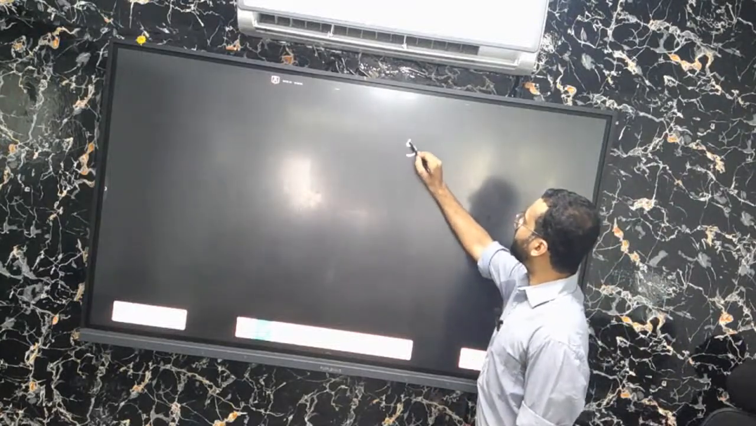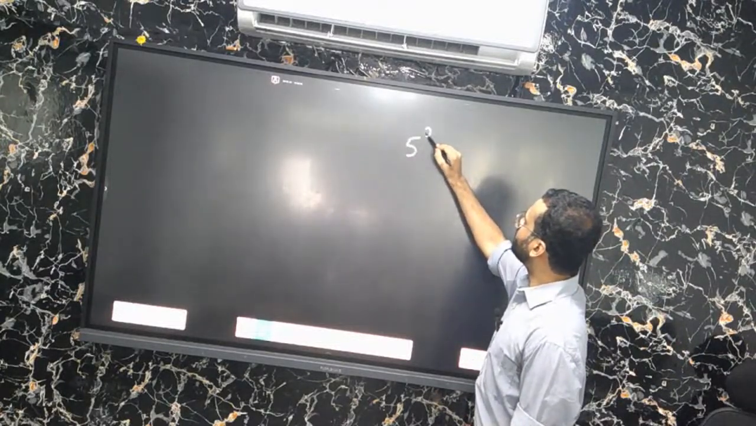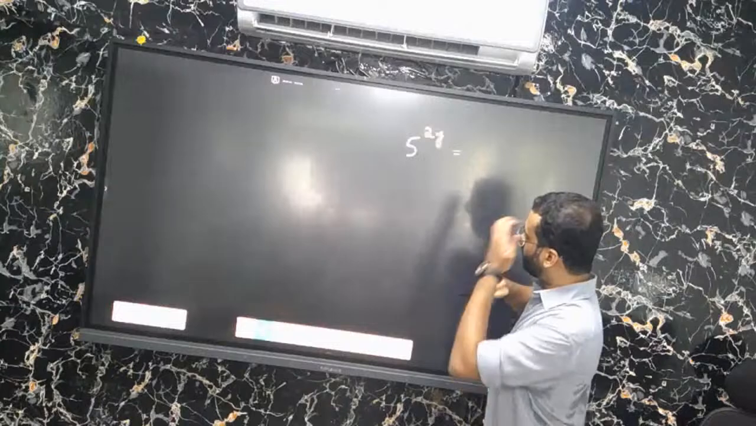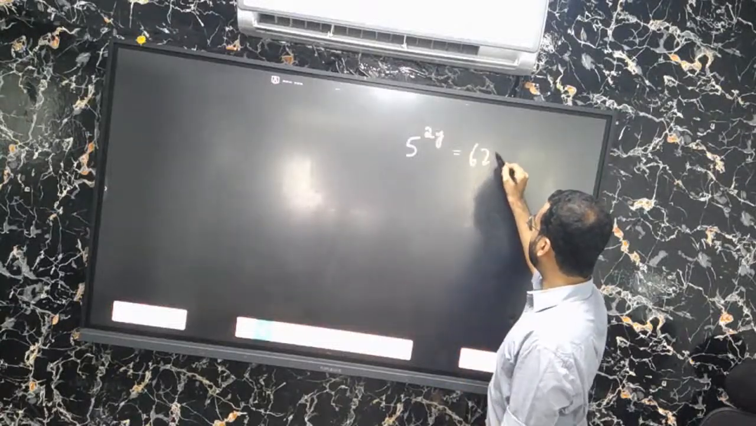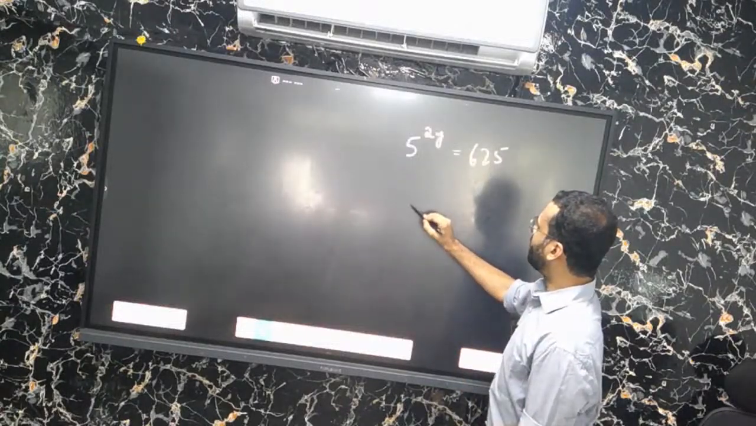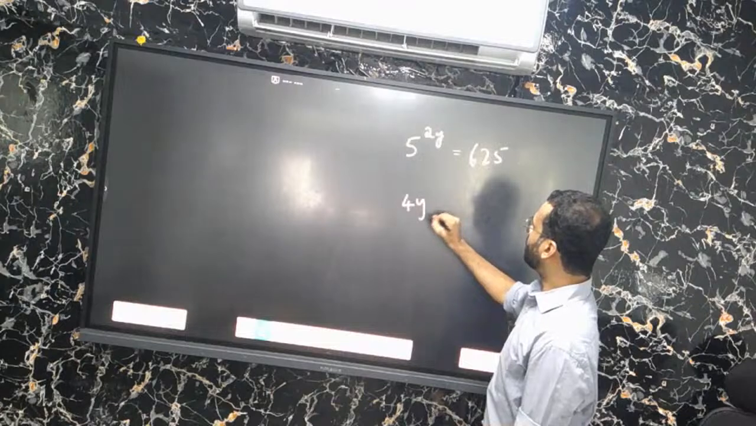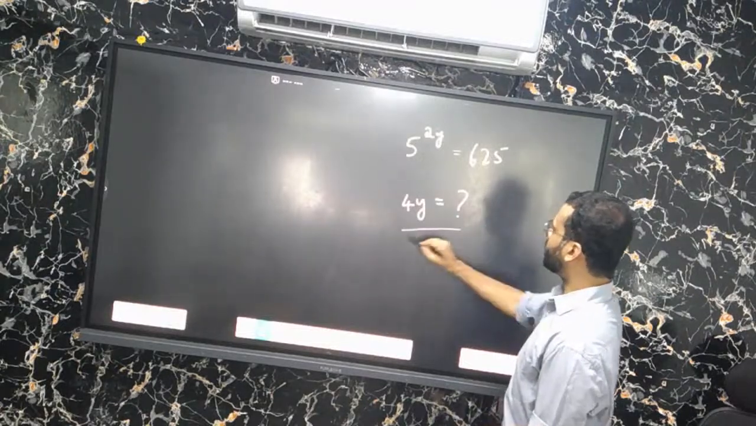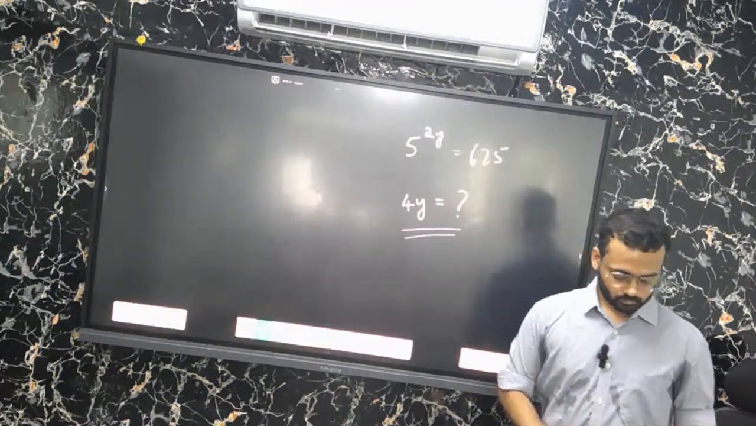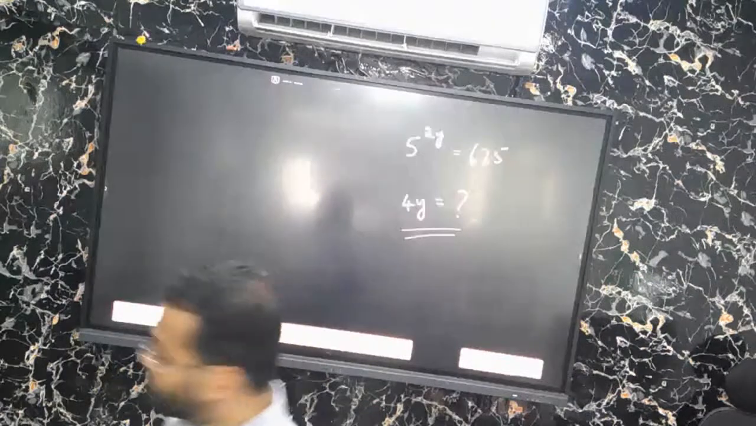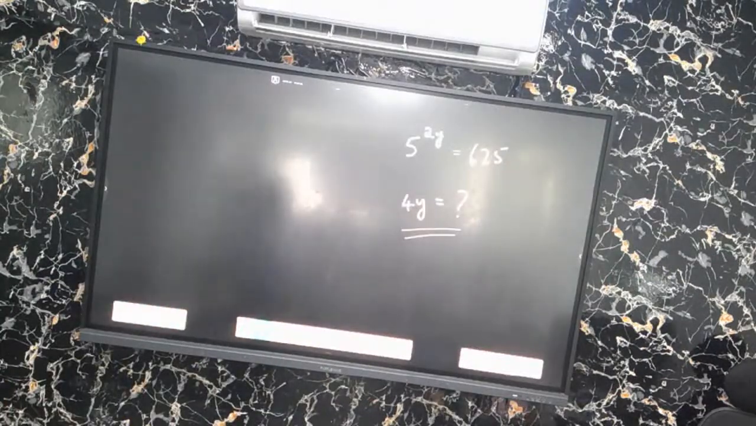Tell me, if I have 5 power 2y equal to 625, then what is 4y equal to? Solve this quickly and tell me. 5 power 2y is 625. What is 4y equal to?